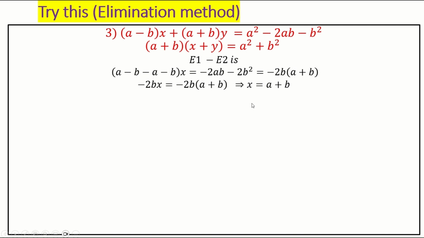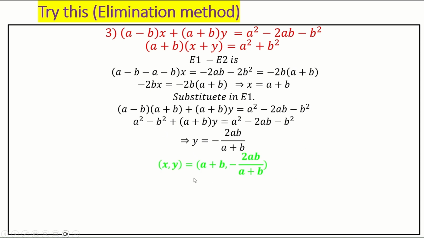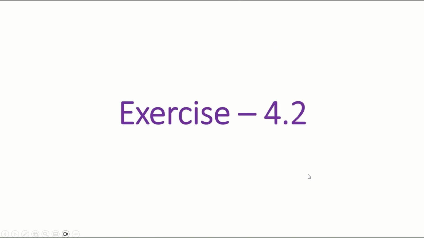a plus b. Okay, you substitute this value. Okay, (a minus b) into (a plus b) plus (a plus b) into y equal to a square minus 2ab minus b square. Okay, this is (a plus b) into (a minus b), which is a square minus b square. Okay, now y will become minus 2ab by (a plus b). This is the y value. So x comma y is a plus b comma minus 2ab by (a plus b). Next.